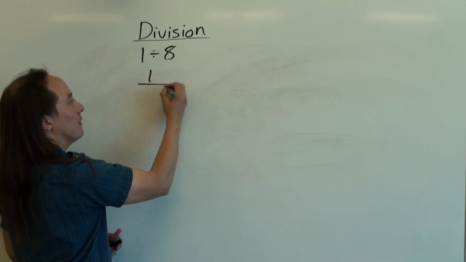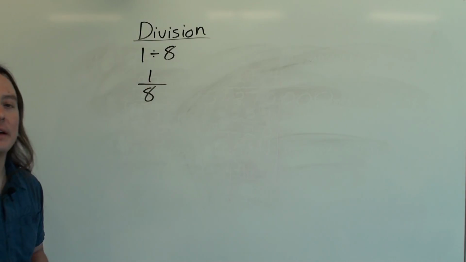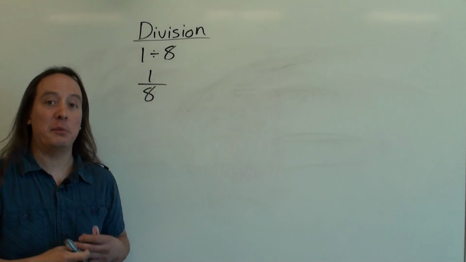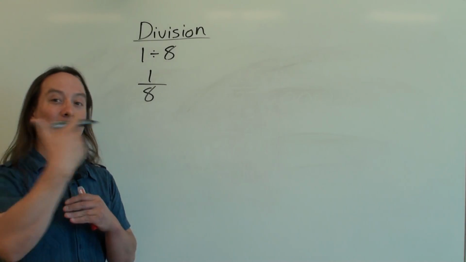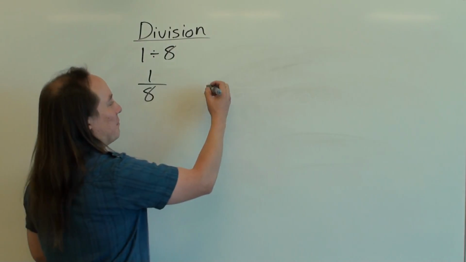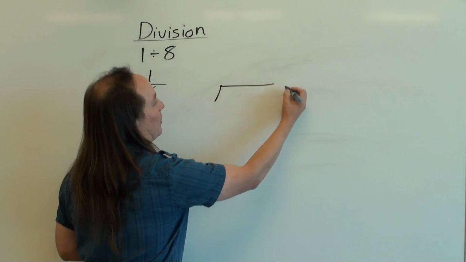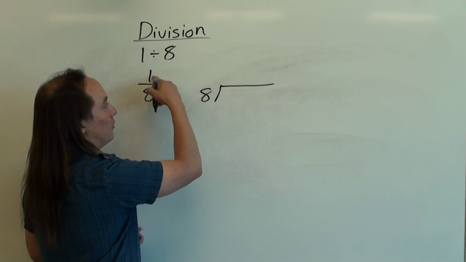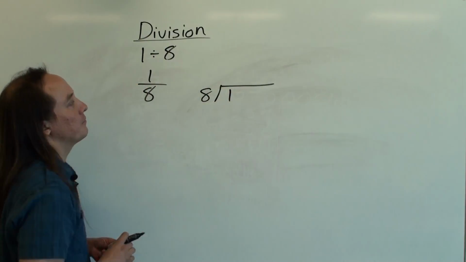Next example. It can be 1 divided by 8. And this is a good example where some students say, well, you put the smaller number outside the house and you put the bigger number inside. Again, I have to emphasize this a lot, but that really is not how we look at these. It's the denominator that will go outside and the numerator will go inside.